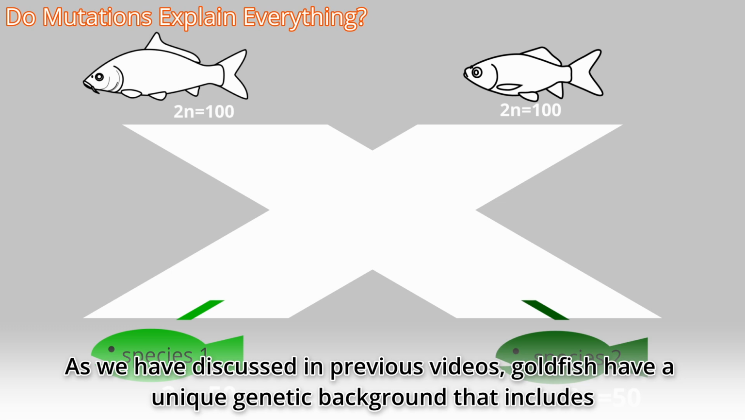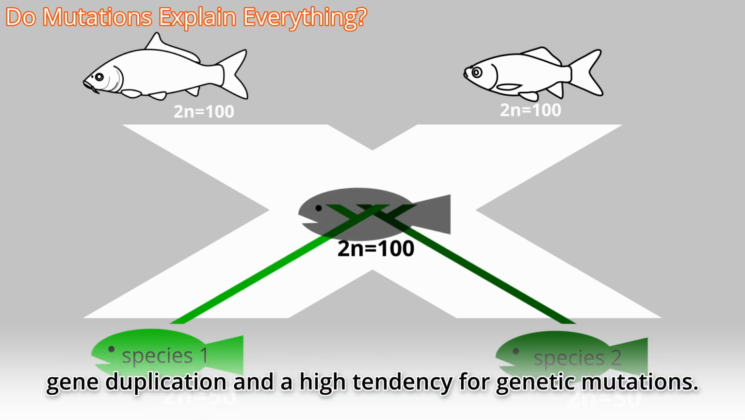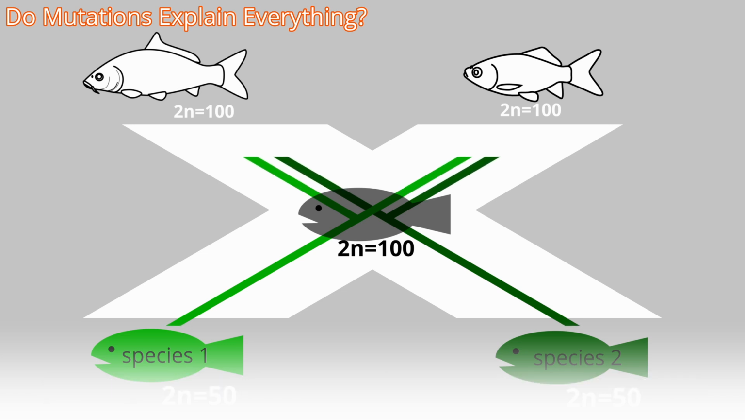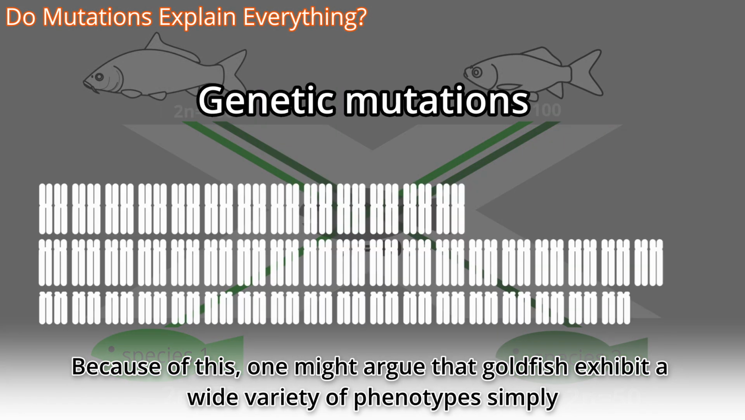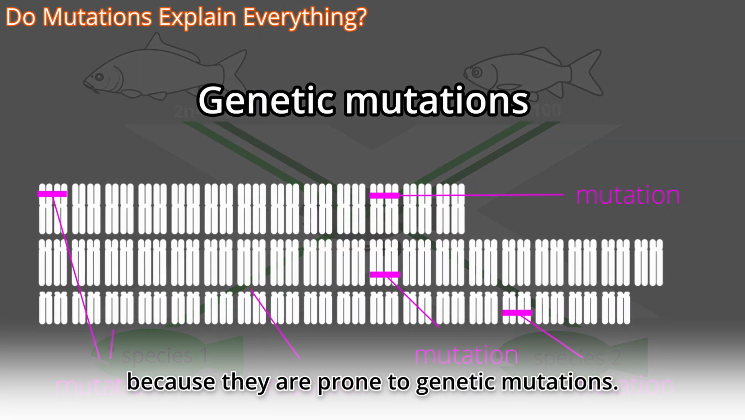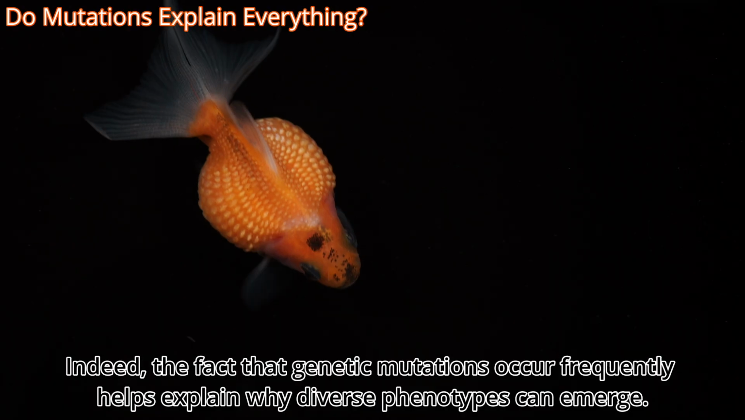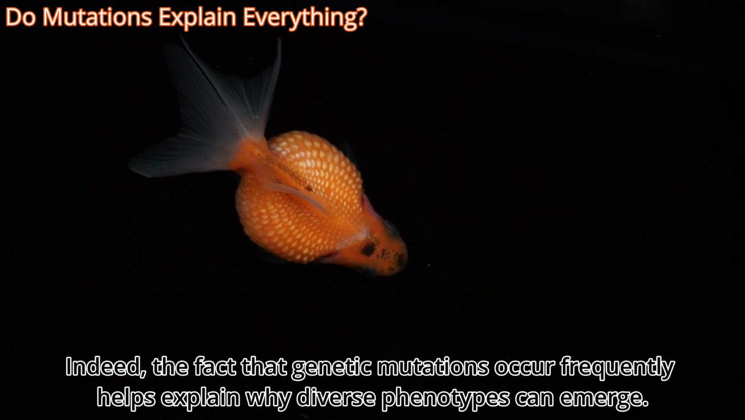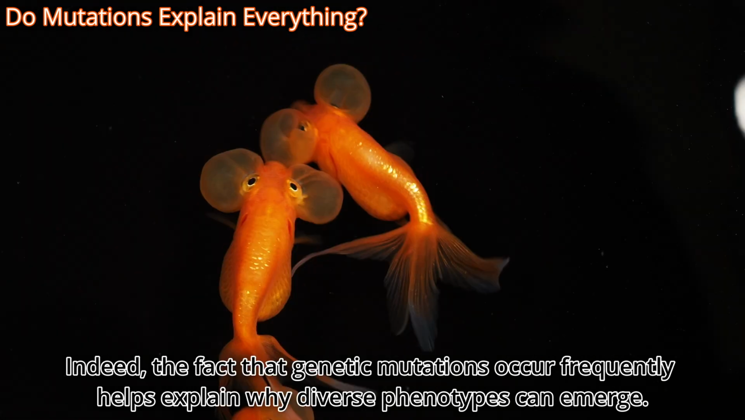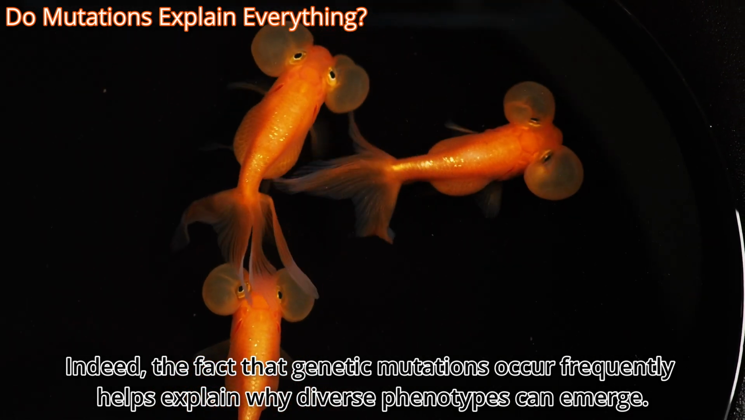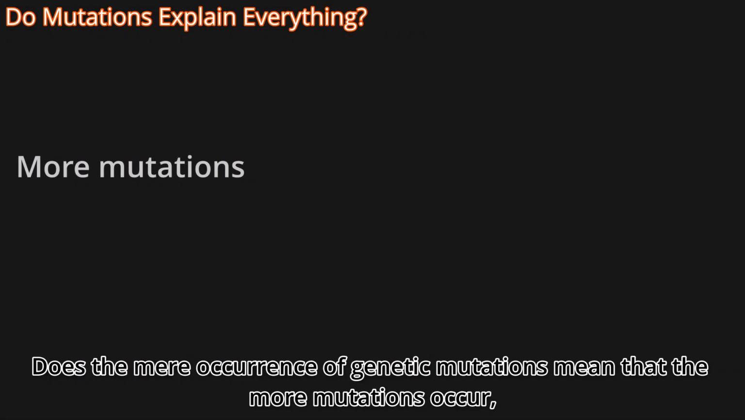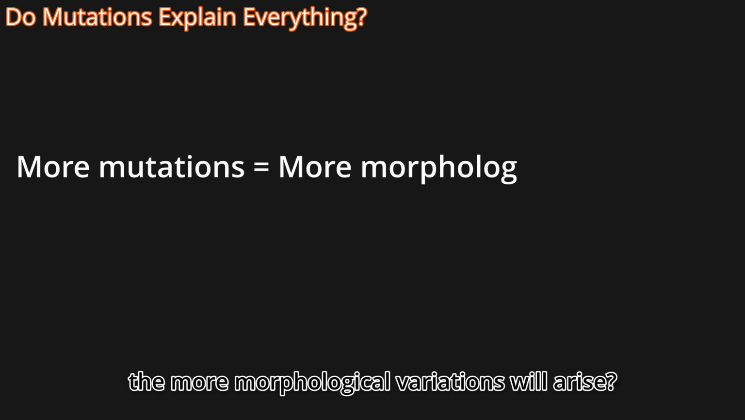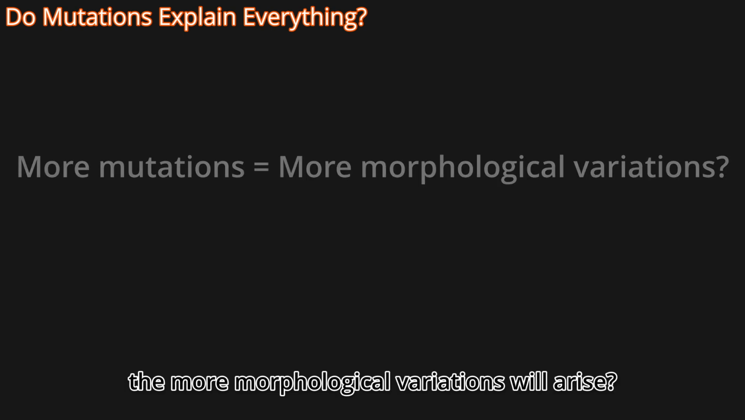As we have discussed in previous videos, goldfish have a unique genetic background that includes gene duplication and a high tendency for genetic mutations. Because of this, one might argue that goldfish exhibit a wide variety of phenotypes simply because they are prone to genetic mutation. Indeed, the fact that genetic mutations occur frequently helps explain why diverse phenotypes can emerge. However, this raises an important question. Does the mere occurrence of genetic mutations mean that the more mutations occur, the more morphological variations will arise?